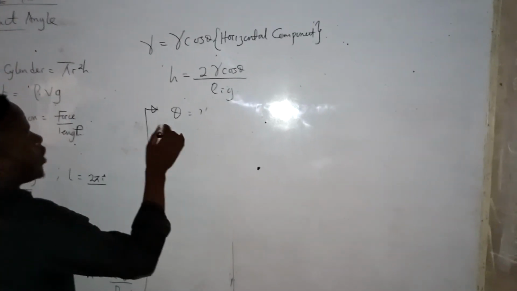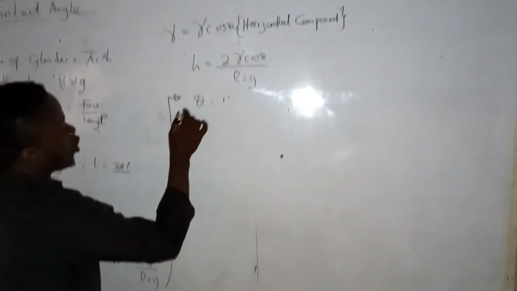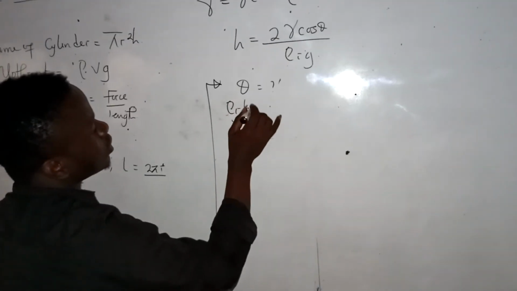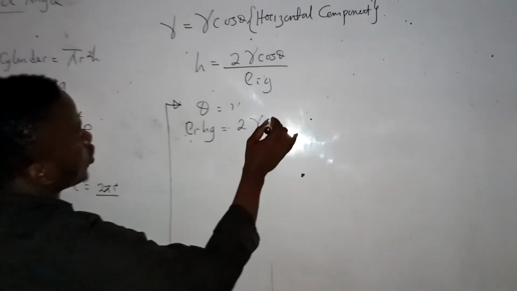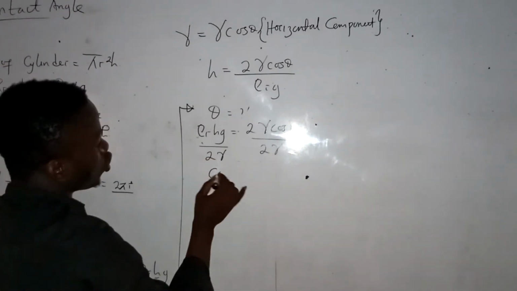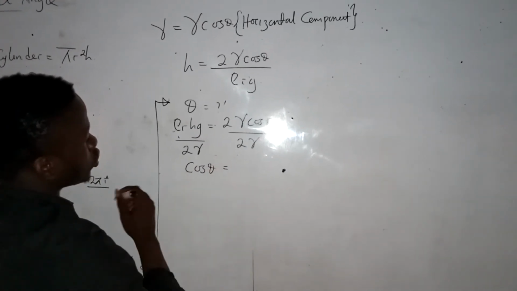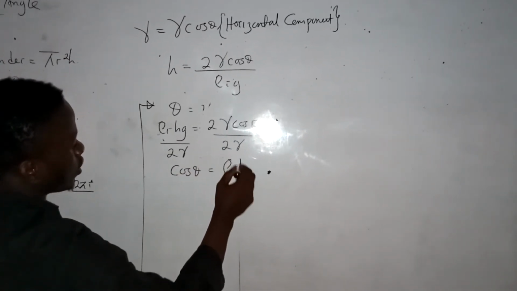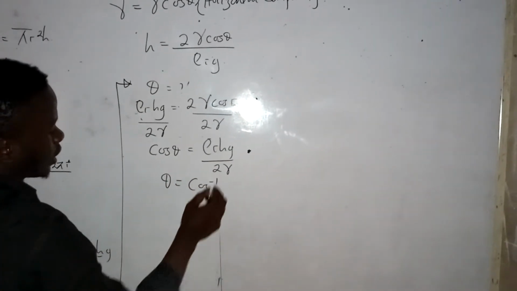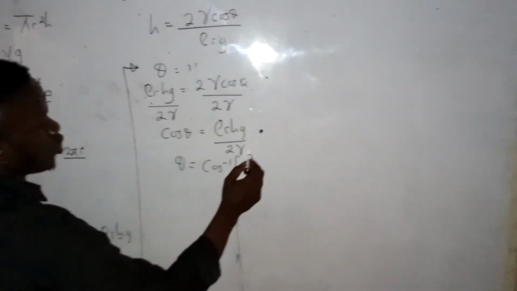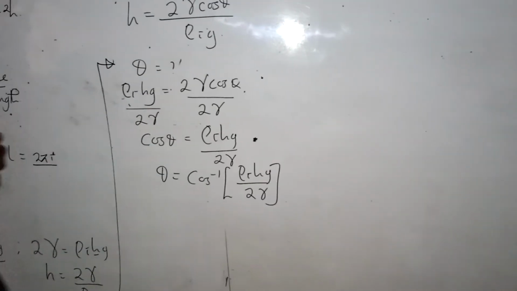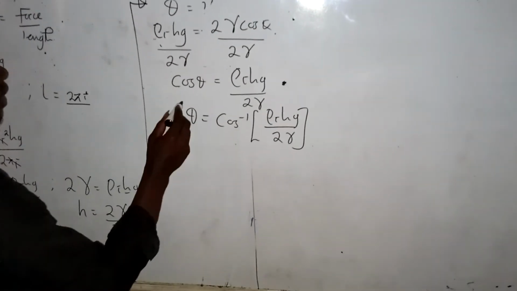To get theta, we have rho hg equal to 2 gamma cos theta. So we divide both sides by 2 gamma. So cos theta will be equal to rho hg all over 2 gamma. So theta will give us cos inverse of rho hg over 2 gamma. Now this value is equal to the value of our contact angle.